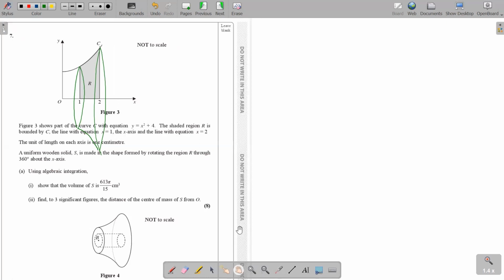What's the formula to find the volume? This is the Cartesian equation. To find the volume, what's the equation we use? Volume equals pi y square dx. This is the equation you learn in P4 as well. Your limits are from where to where? From 1 to 2. Do you agree? Okay, so let's integrate.